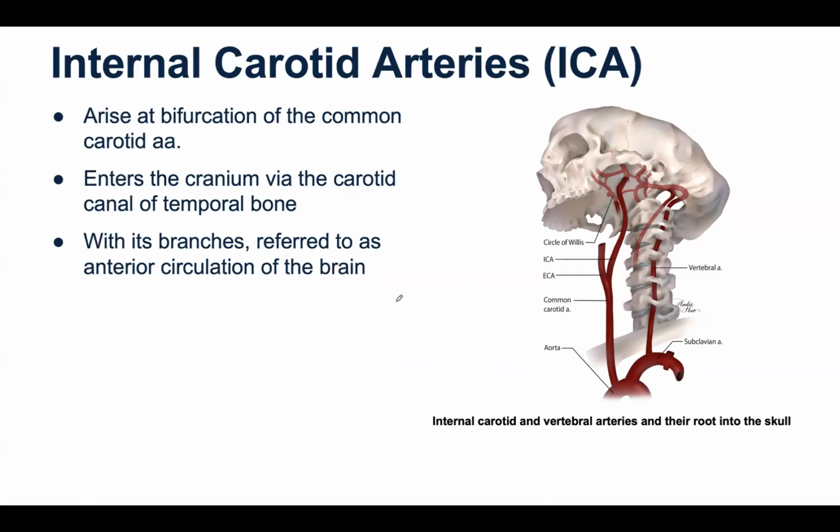The internal carotid artery gives off no branches in the neck. That's going to be the external carotid's job. The ICA will enter the cranium via the carotid canal of the temporal bone, and with its branches, this is going to be referred to as the anterior circulation of the brain.